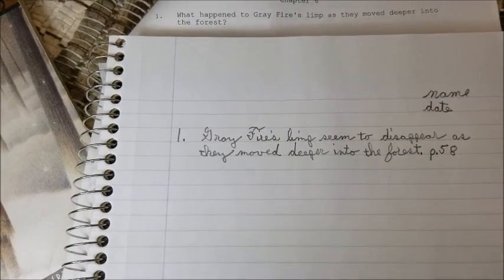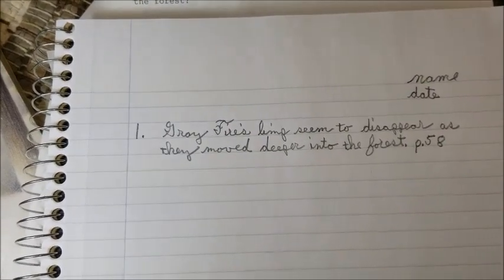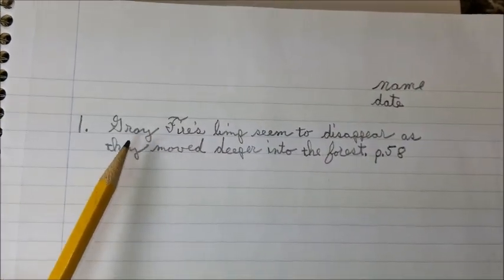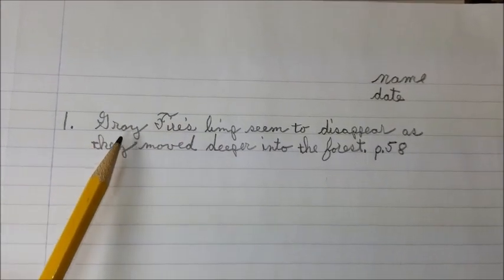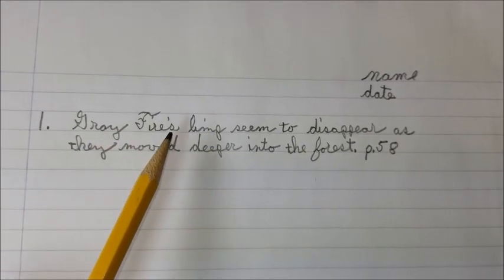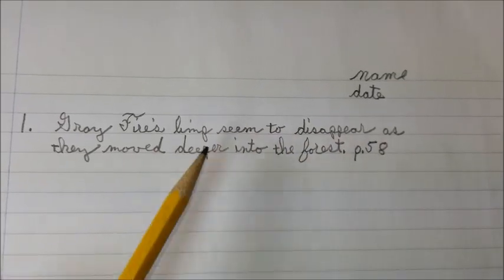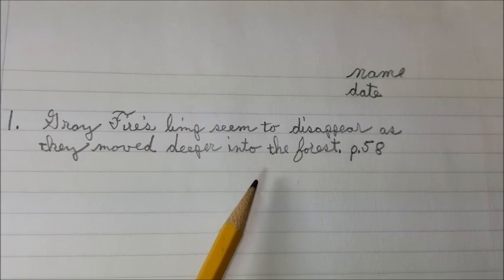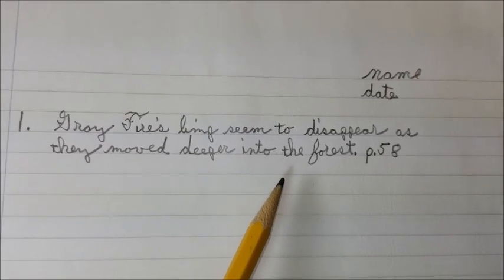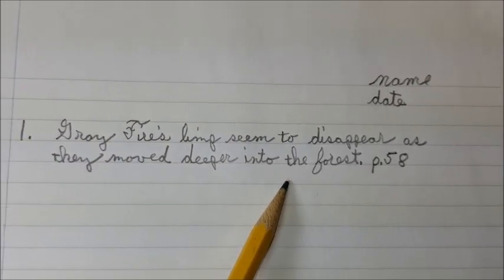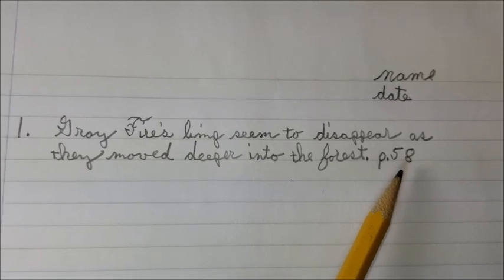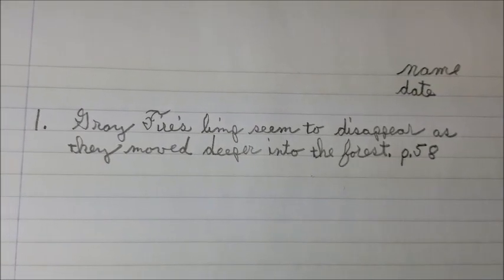So as we write out our answer, we write it neatly in a complete sentence. To be the most clear possible, we're going to use the proper noun to answer the question. Greyfire's limp seemed to disappear as they moved deeper into the forest. So as we wrote out the answer to the question, we repeated the question in the answer. We identify where we found the answer in the book, because our answers need to be based upon this story.